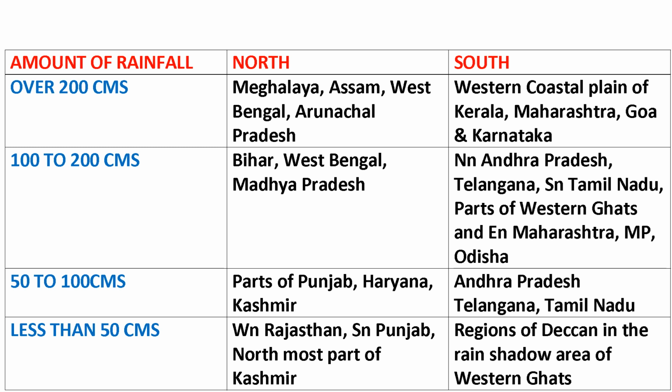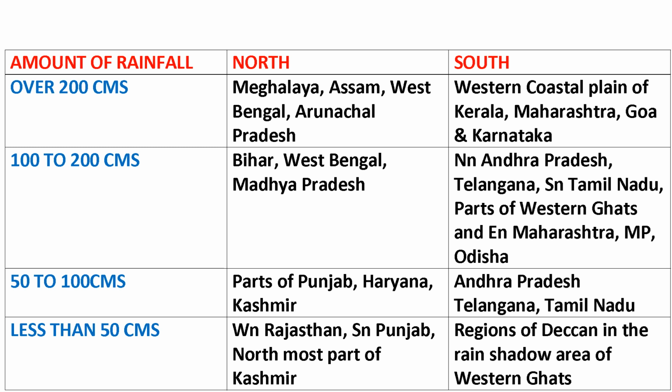Now, children, whenever you have to write about the states, don't forget to mention the direction or the area specified. Like if you write Andhra Pradesh only, you will not get marks. You will have to write northern part of Andhra Pradesh, southern part of Tamil Nadu, parts of Western Ghats, and eastern Maharashtra. Then in states, Madhya Pradesh and Odisha is written.